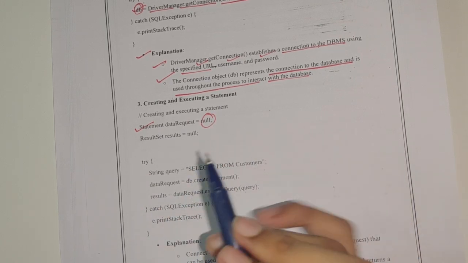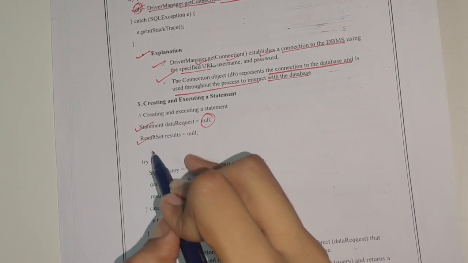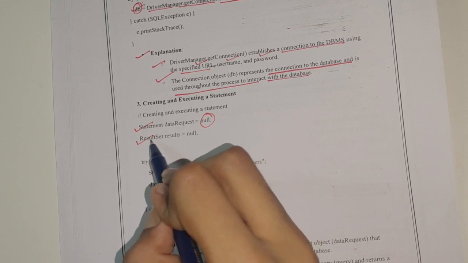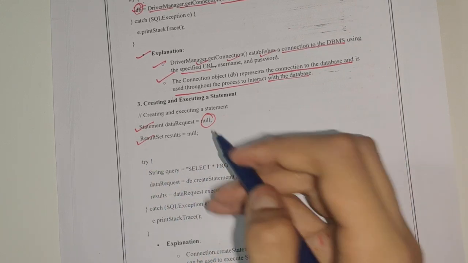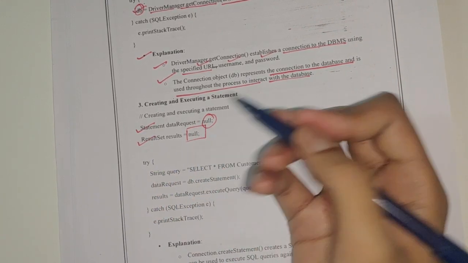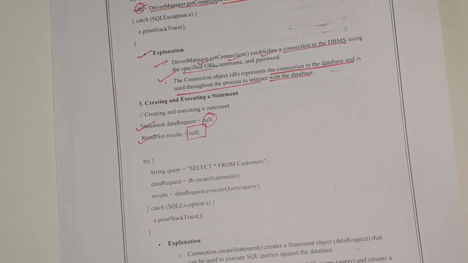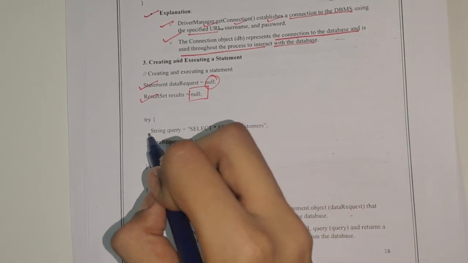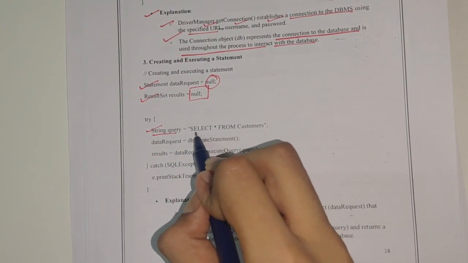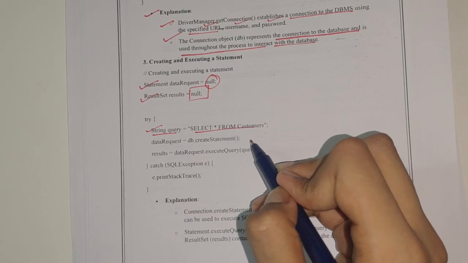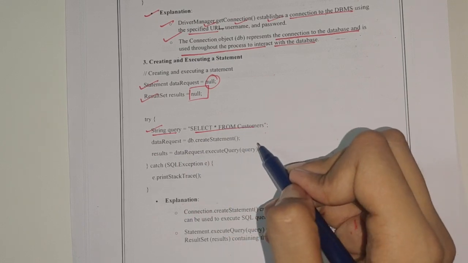Initially, we are not requesting any kind of data, and then we are setting the result set, where you are storing the query result, to null initially. It's not set to 0. We can say that before, we don't have anything to store. Next, you start executing the query. What is the query? String query equals select star from customers. You are trying to fetch some data from the customers table.